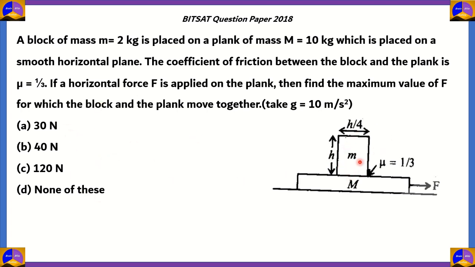So we have the diagram of the given question here. We have a plank, then we have a block sitting on it, and it has a height h and a width h/4. The coefficient of friction between the block and the plank is given as 1/3, and there's a force F acting on the plank. So in this question, what we essentially need to find out is the maximum value of F for which the block and the plank move together.